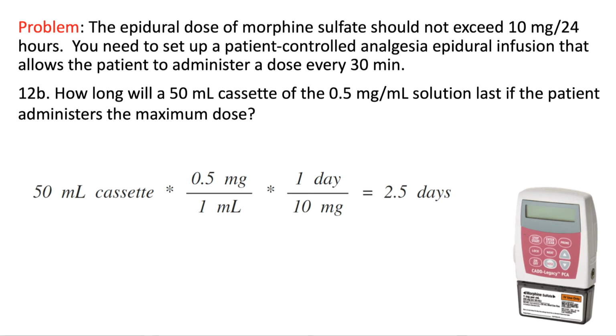So if I multiply it times 1 day over 10 milligrams, milligrams cancel, and I would calculate the number of days. So if I do that math, I can see that at the maximum rate, that is hitting that button every 30 minutes, starting with a 50 milliliter cassette, that cassette would last a total of 2.5 days. And that ends this question about the PCA pump.